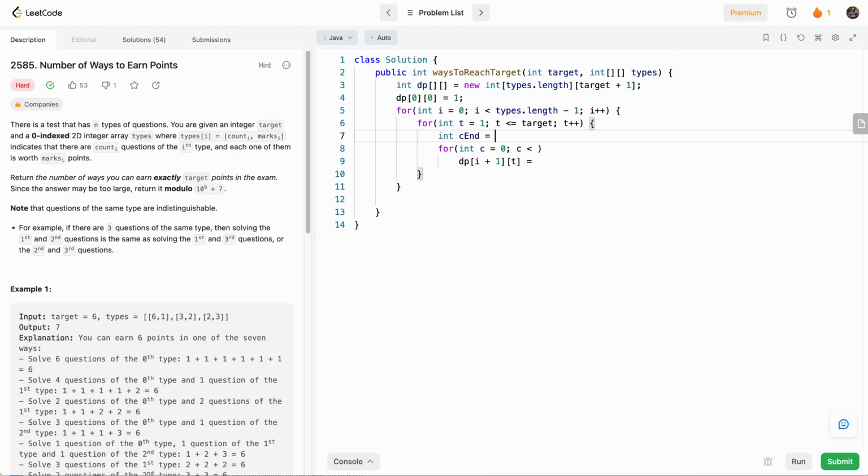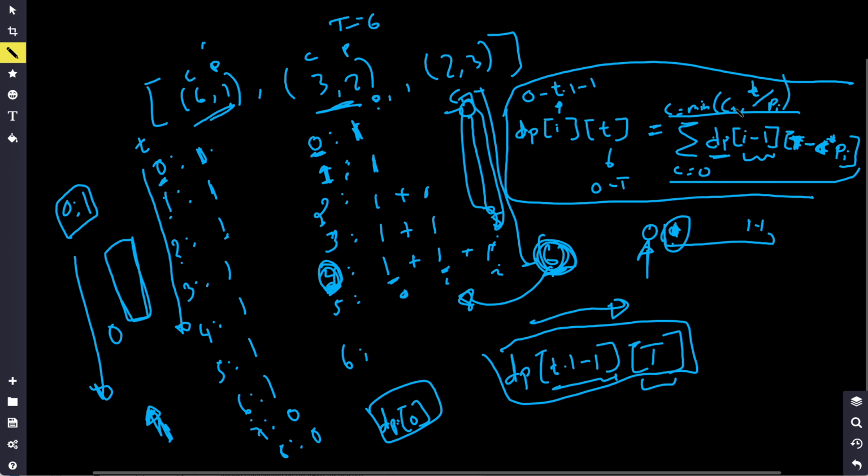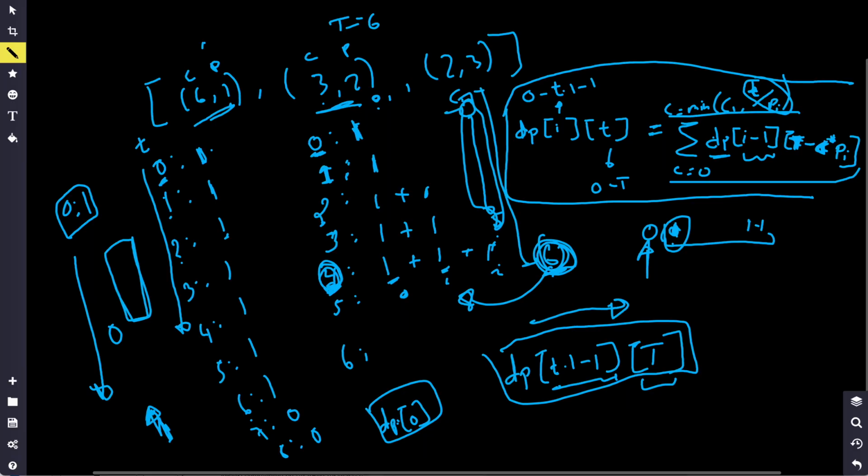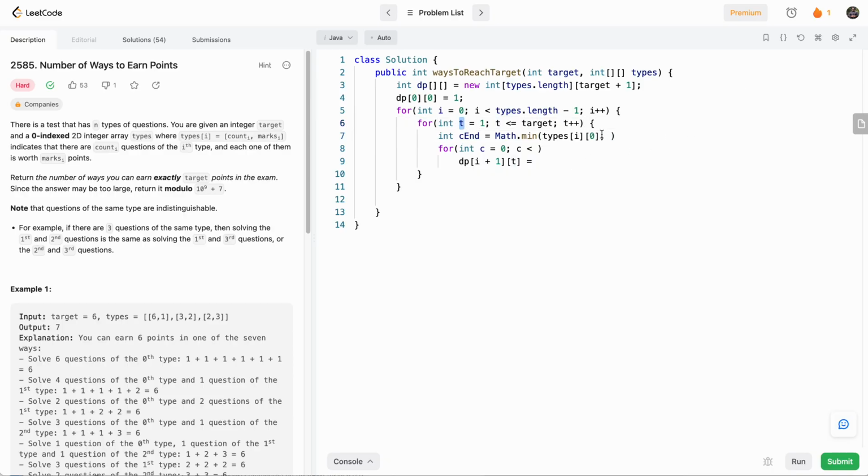So maybe I'll just call it C end, is equal to the minimum, right? So the minimum of C of i, like how many questions there are of this type. That's just going to be types i 0, that's how many questions of this type we have, and t over points of i, right? That's our t, which is the current target that we're calculating for. Oh, and one more thing here, we need to set i plus 1, 0 to 1, because for getting a target of 0, there's always one way, and then this one loops through to get i plus 1 t. So anyway, going back, the C end will be the minimum of types i 0 and t over points of i, which is going to be types i 1, right? So that's going to be our C end.